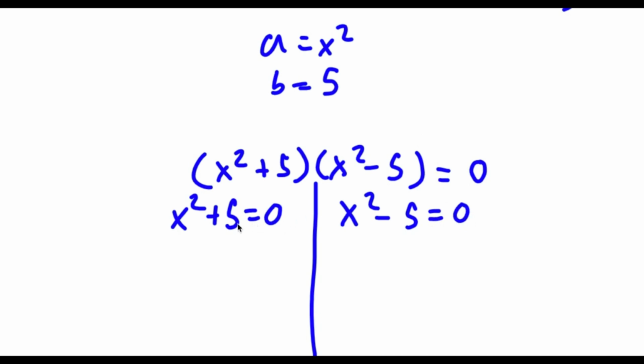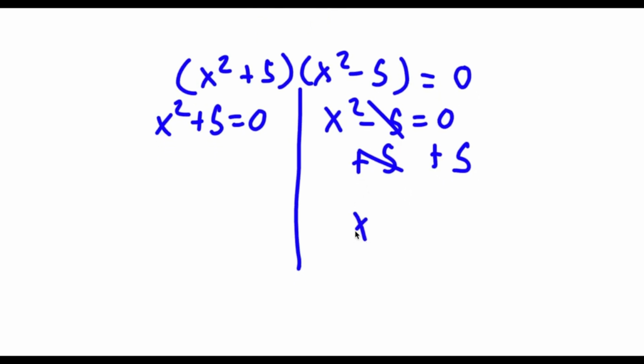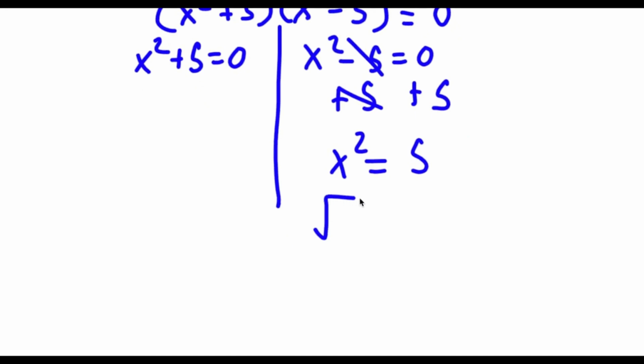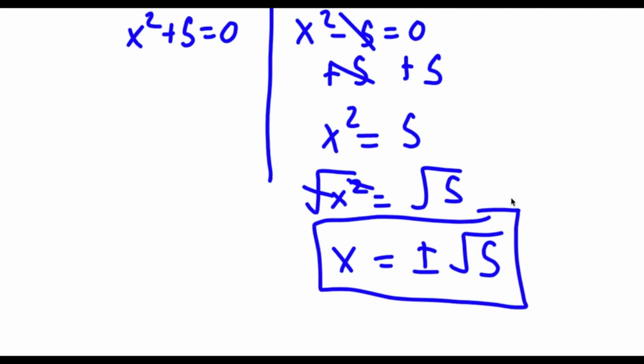Let's first start with x squared minus 5 equals 0. I'm going to first start by adding 5 on both sides. So now these two cancel out, and I am left with x squared is equal to 5. Now I'm going to take the square root on both sides. So I have the square root of x squared is equal to square root of 5. Now the square root of x squared, that's simply equal to x, and the square root of 5, this is actually going to be positive or negative square root of 5. So these are two solutions of x.